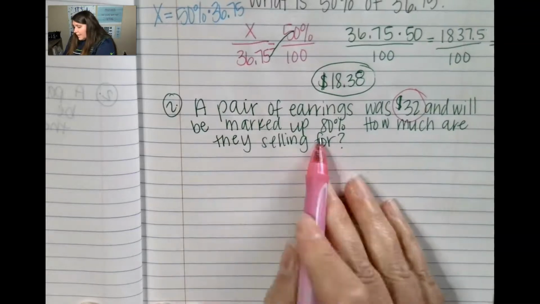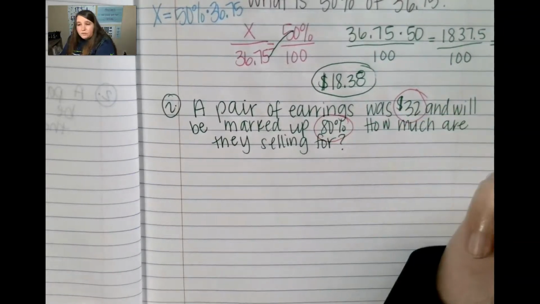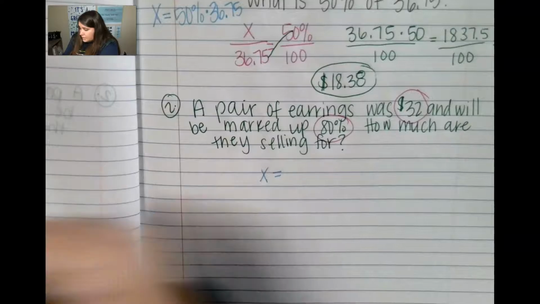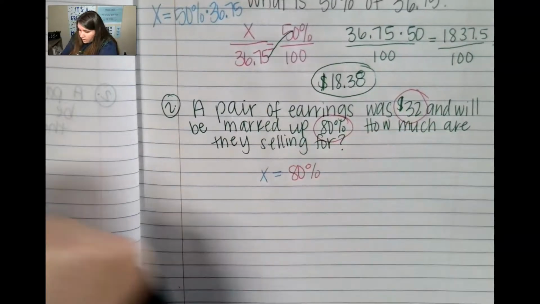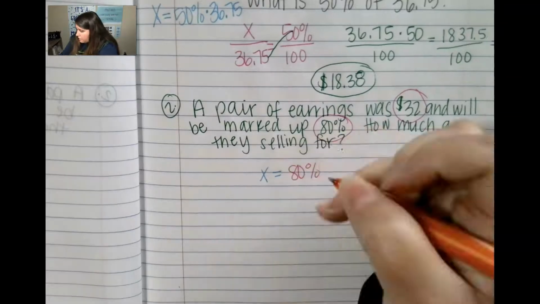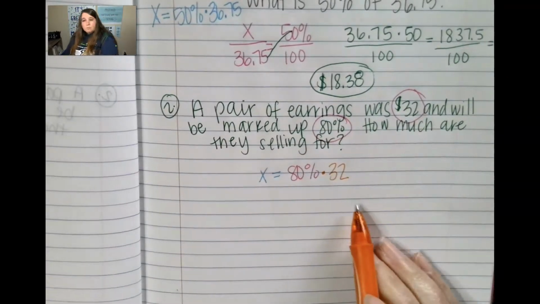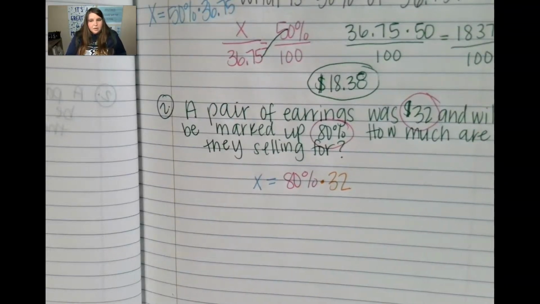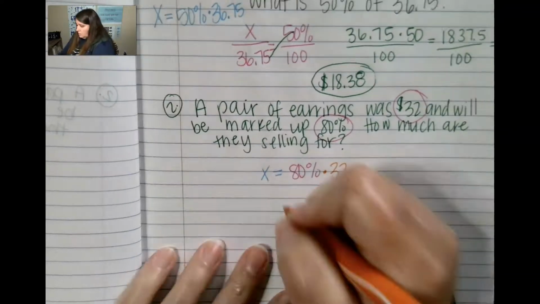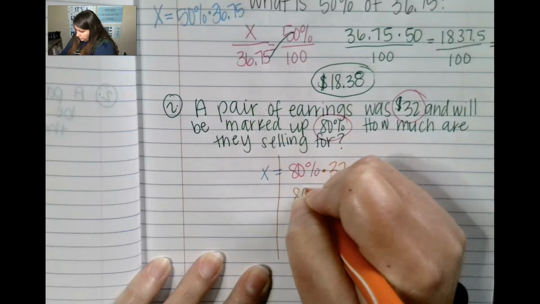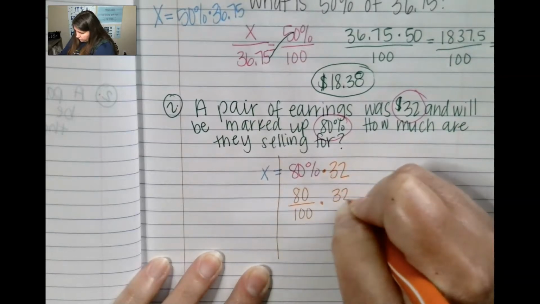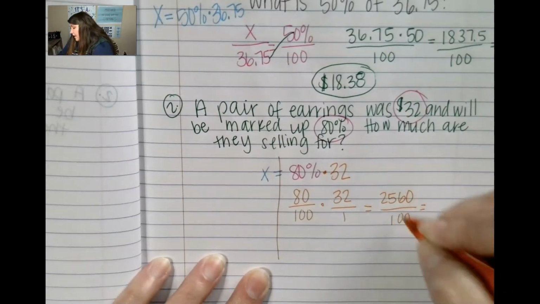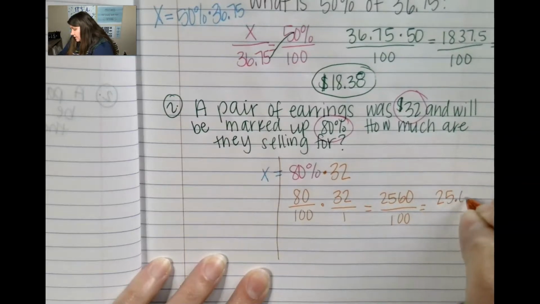All right, this one, we're looking at a pair of earrings that was $32 and will be marked up 80%. How much are they selling for? So we want to take the is, x, what is 80% of 32. And then we're going to have to mark up that 32 at the end. So 80 times 32 gives us 2560 over 100. We're going to divide that by 100, which gives us $25.60.